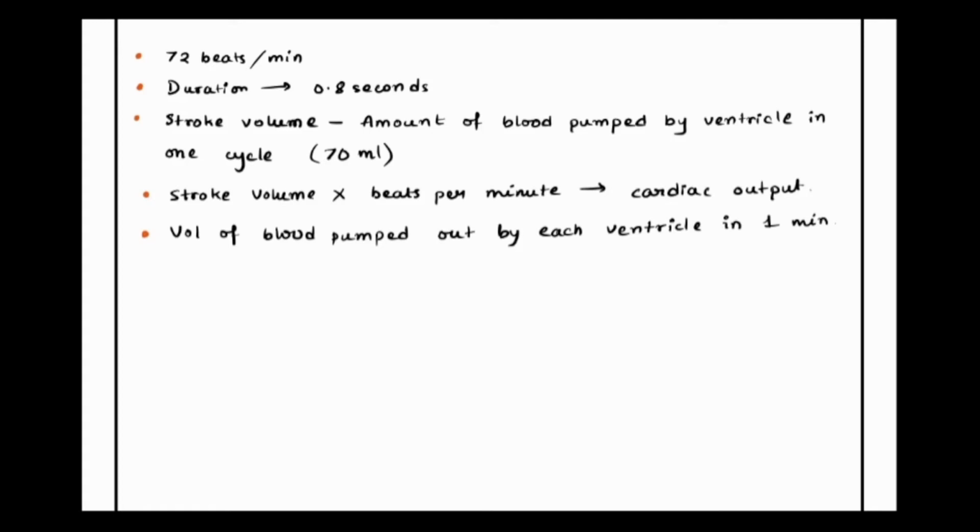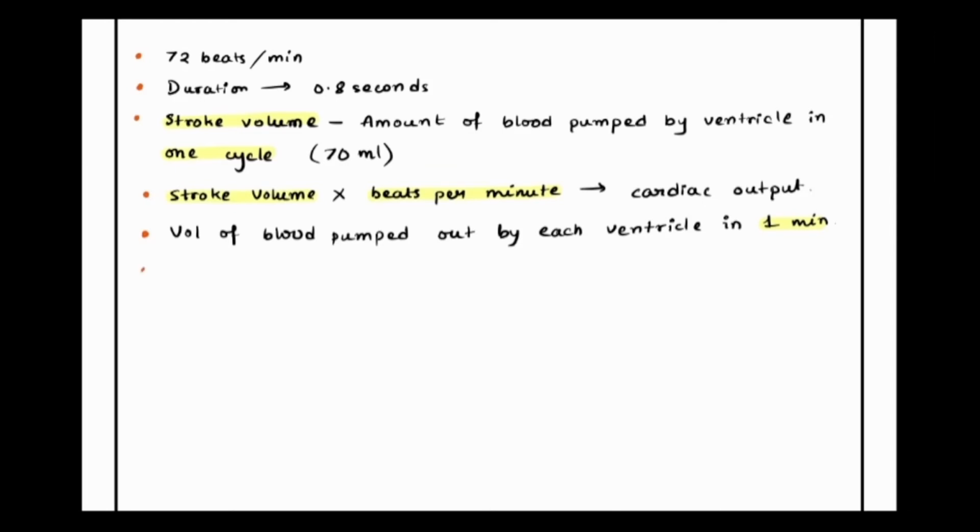So do not get confused by the stroke volume, because it was the amount of blood pumped by the ventricle in one cycle, that is the one complete cycle. But in 1 minute, the number of cycles is going to be more. So that is why we are multiplying the beats per minute, that is the number of beats in 1 minute, by the amount of blood that is being delivered in one cycle. Then we get the total cardiac output.